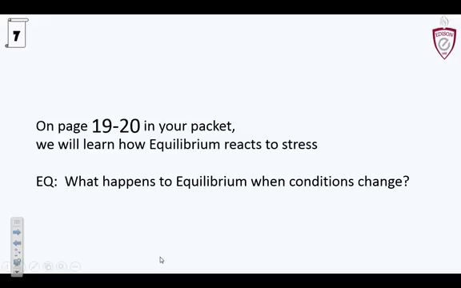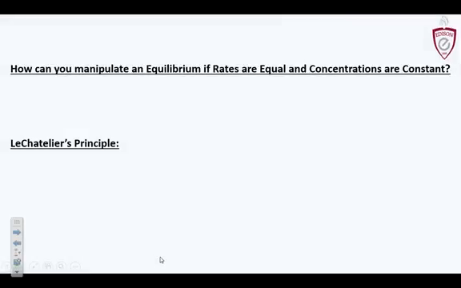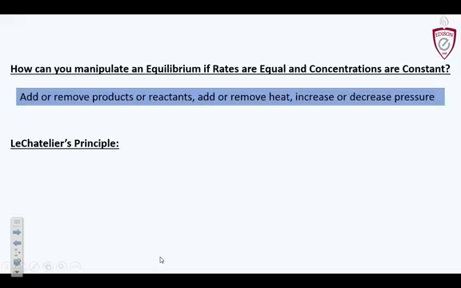We did in our last video what equilibriums were. And now we're going to show you how to predict which direction they shift when we manipulate them, and how we manipulate. So, here it is. How can you manipulate an equilibrium if the rates are equal and the concentrations are constant? As we said, it's a sealed container. How can you change it?